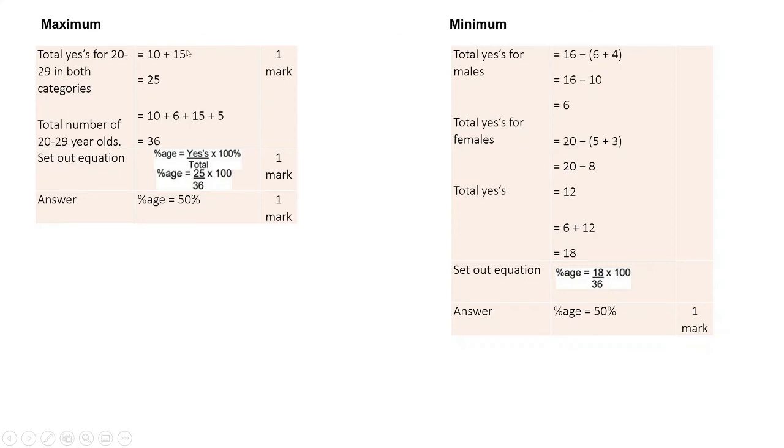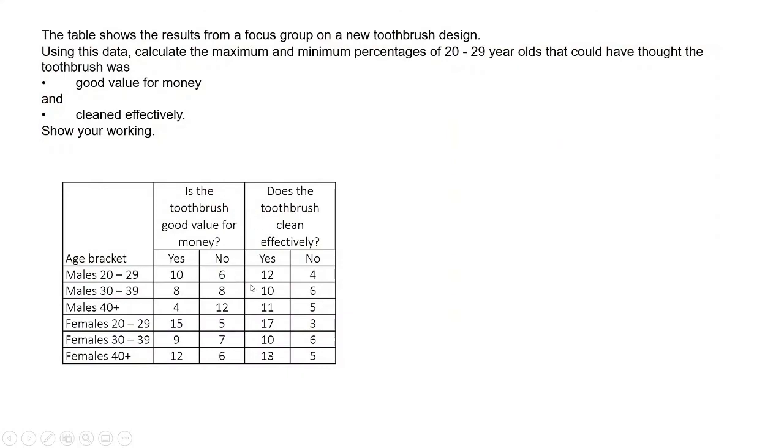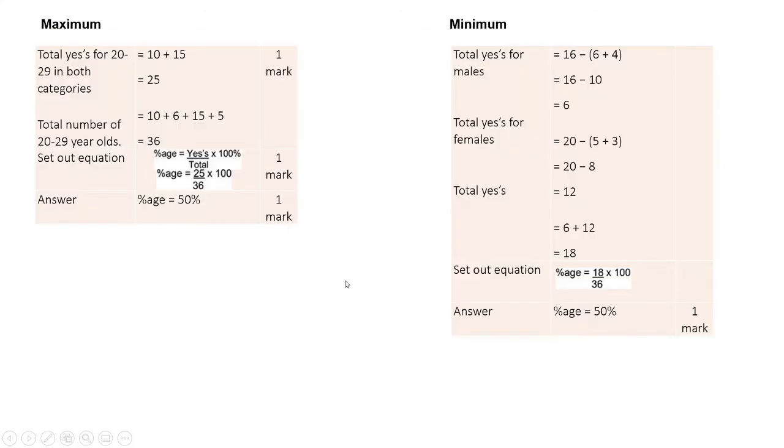Okay. So, total yeses for both, 10 out of 15 is 25. Total number of people that were in this whole thing, so 12. 10 add 6 add 15 add 5. So, 10 add 6 add 12. Easy total of 36.